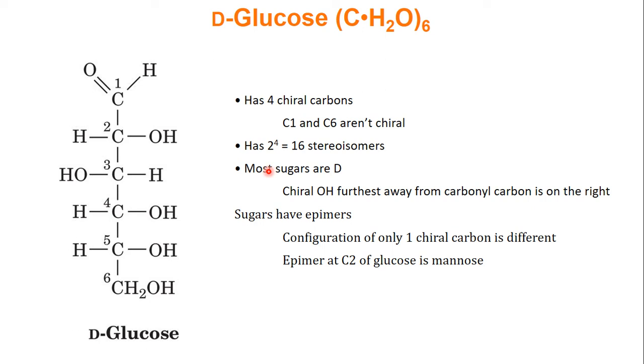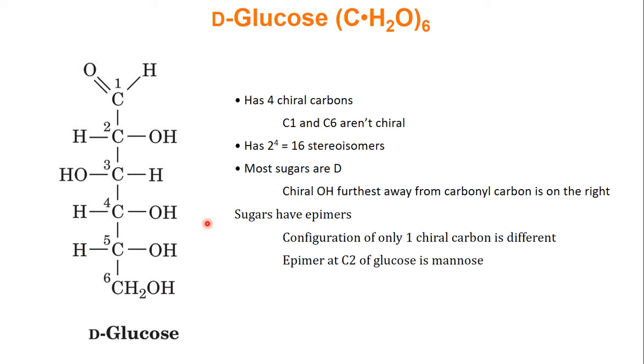Now, most sugars in biochemistry are what we call D. And the way you tell between D and L in a sugar is that you look at the chiral carbon furthest away from your carbonyl. And if the OH is on the right, we call that a D sugar. If the OH is on the left, we call that an L sugar. Most sugars are D though.